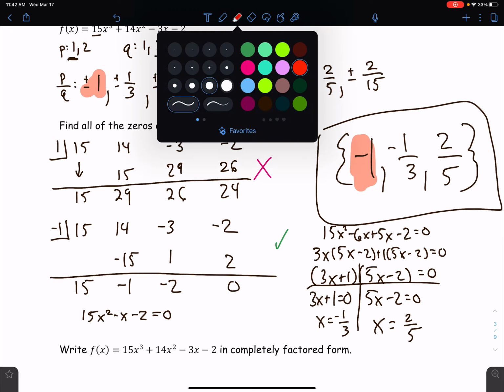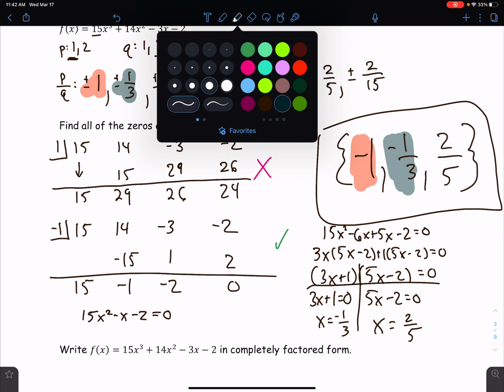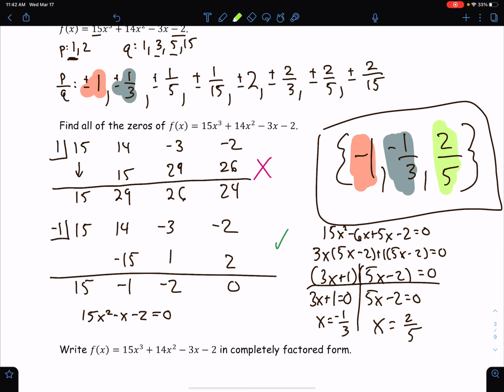A potential 0. Negative 1 over 3. That was a potential 0 that we got. So this is all working out so far. And then 2 over 5. Positive 2 over 5. That is a potential 0. So you also could have done synthetic division with those numbers. I wouldn't recommend it if we can do negative 1. But you would also get them to be zeros also.